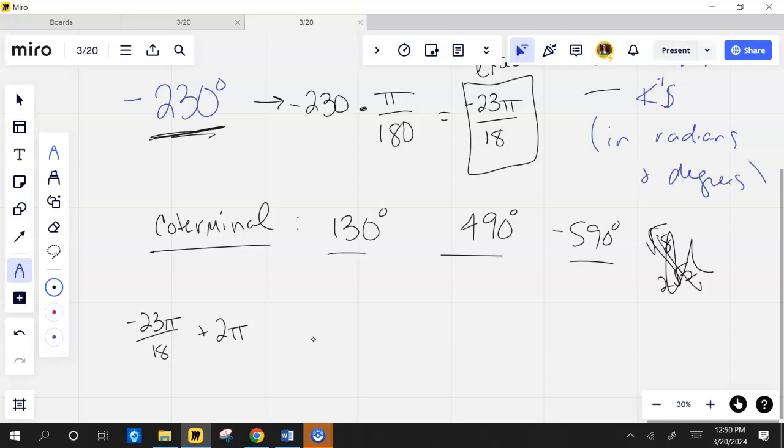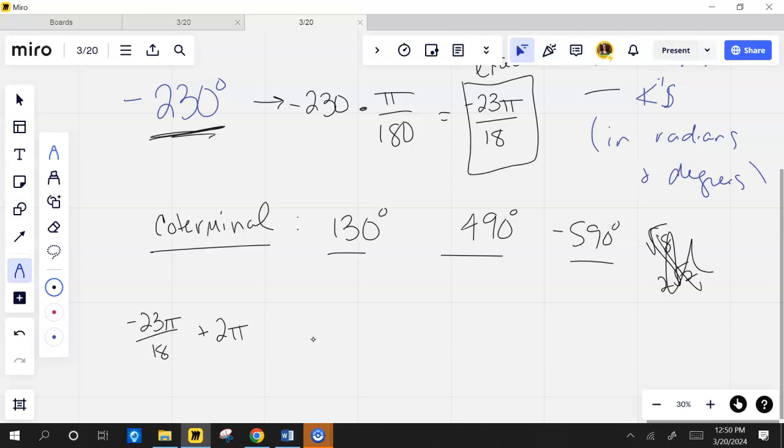Because you might at some point, you will, be given a radian value, and then it'll say find 2 coterminal values for this radian value. So rather than converting it over to degrees, adding the 360 and then converting it back to radians, I would rather just come here and say, okay, well, let's add 2 pi. So negative 23 over 18 on your calculator, enter, plus 2, enter, and then turn it back into a fraction.